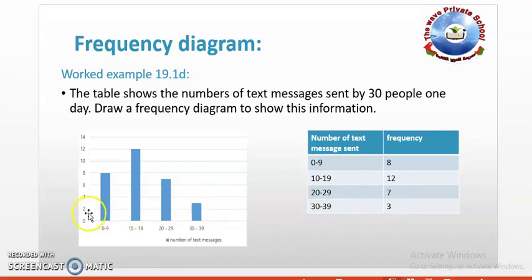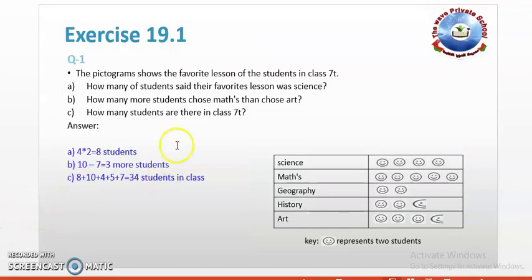30 to 39, 0 to 4, and 3 is between 2 to 4. So 3 frequency is here. That is the number of text messages received. So with the help of this frequency diagram you can draw this type of chart. Till now is it clear? If it is clear, then we will try to solve our exercise.